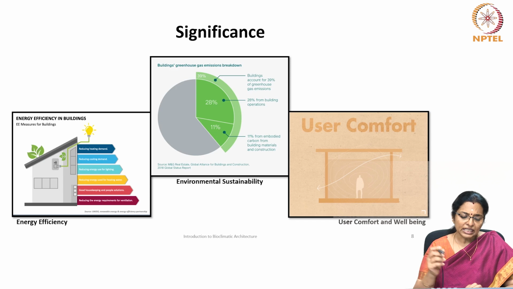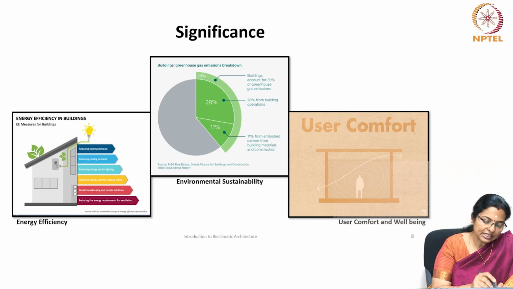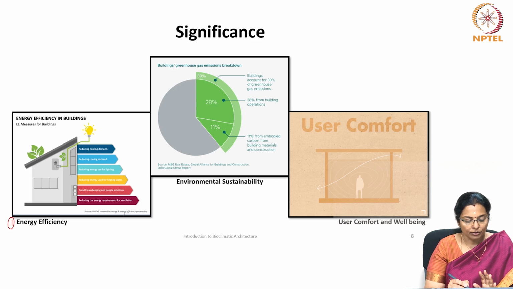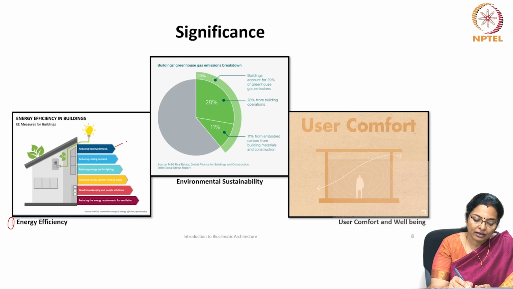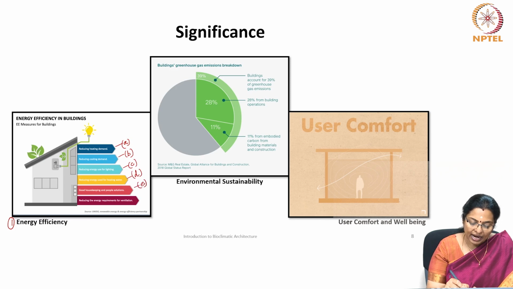So, the first importance or significance is the energy efficiency measure, and because of having an energy efficient building, there is reduced demand for heating, there is reduced demand for cooling, there is reduced electrical demand for lighting, there is reduced electrical demand for water heating, good housekeeping and people solutions emerge, and reducing the energy requirements for ventilation happens.